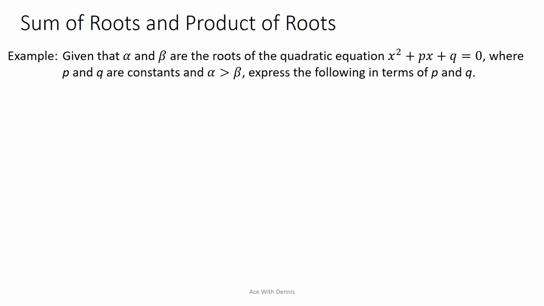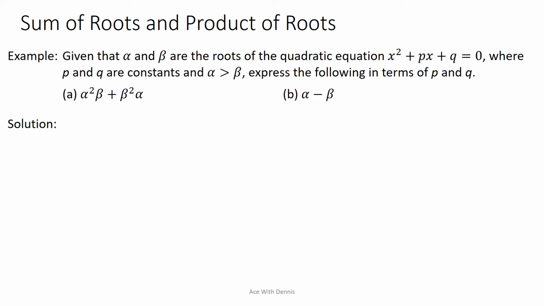Given that alpha and beta are the roots of the quadratic equation x squared plus px plus q equal to 0, where p and q are constants and alpha is greater than beta, express the following in terms of p and q. A, alpha square beta plus beta square alpha. B, alpha minus beta.